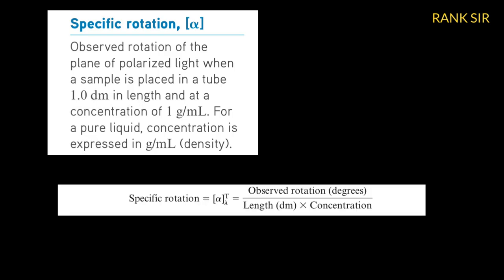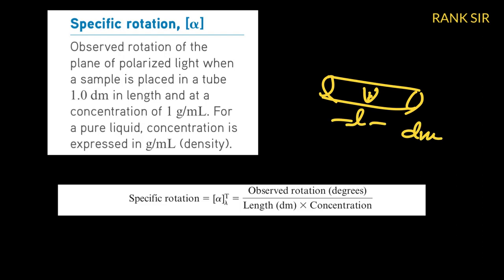This is the formula for the specific rotation. What is the specific rotation? The specific rotation symbol is alpha in square brackets. Lambda is the wavelength of the light which is used, and T is the temperature. This is the observed rotation in degrees. Whatever comes, that the plane polarized light is rotated right side or left side, that is the observed rotation. And that polarimeter, we already have this setup. This is a polarimeter. In this tube the organic compound will be present. The polarimeter length should be in decimeter, and whatever the concentration of this substance, it should be in gram per milliliter. So this is the formula to calculate the specific rotation of the given substance.